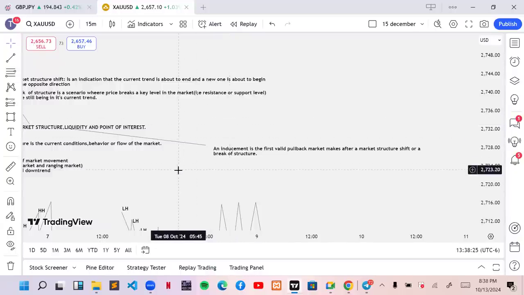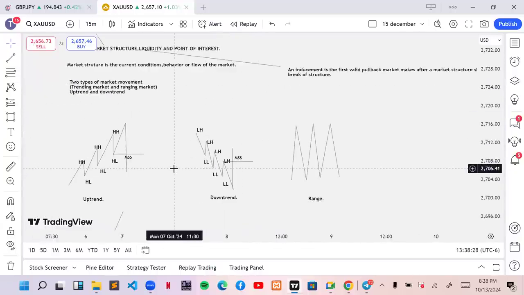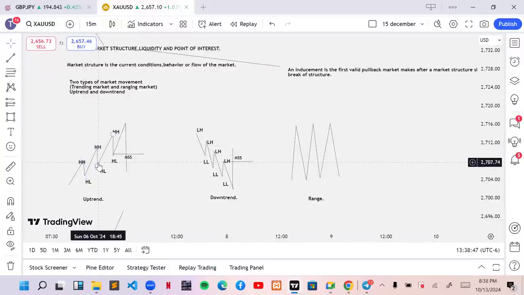Now, what do I mean by this? Once market has triggered a market structure shift or a break of structure, there's going to be a pullback close to where the market either shifted structure from or broke structure from. So in this case, market was on an uptrend, making a series of higher highs and higher lows, and they now made a lower low. So this is where our market structure shift is.